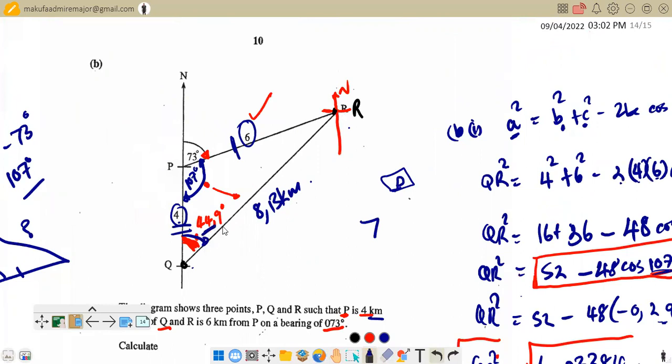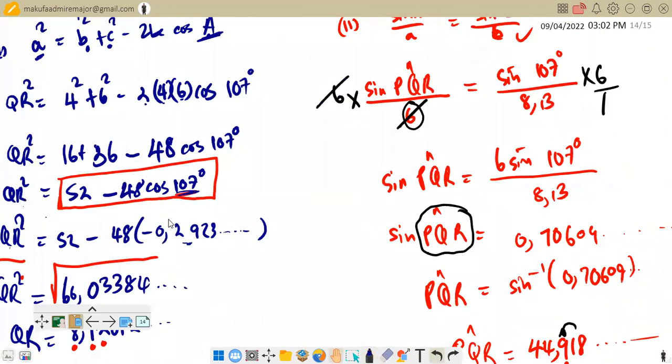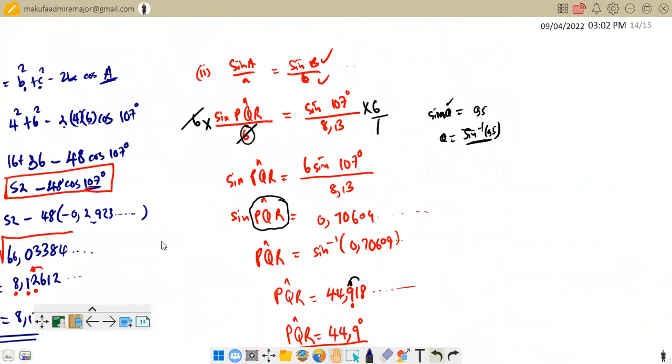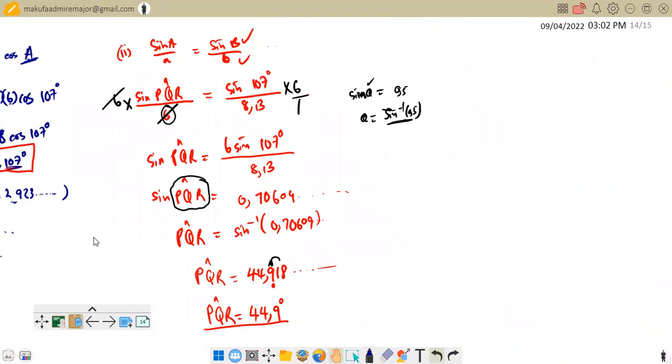This one that we just got, which is 44,9. But take note, we are given to the nearest degree. So which means we have to round off first so that it can be to the nearest degree. Okay, so I'm just going to put it here like this. So this was item 3. That was our item 3.